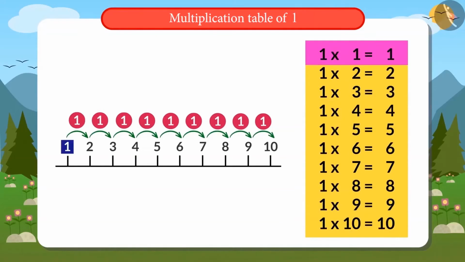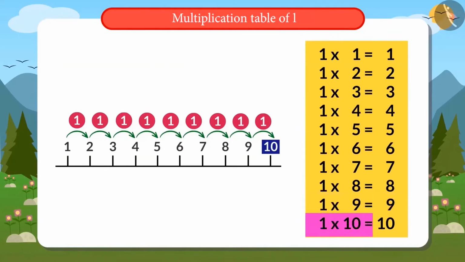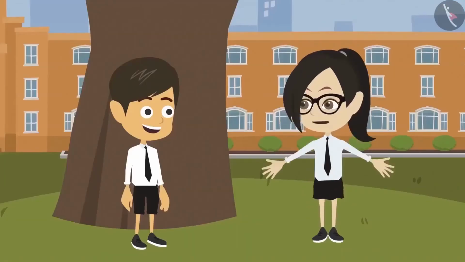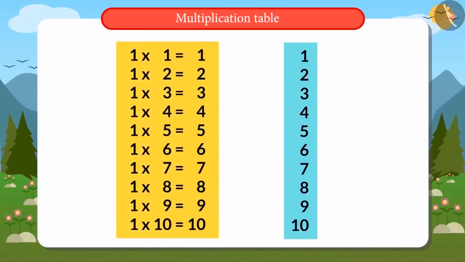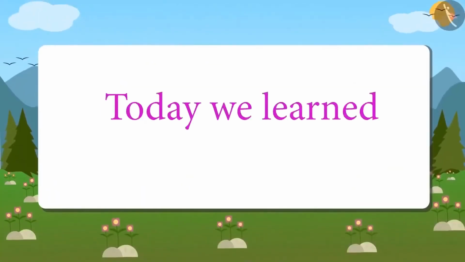1 ones are 1, 1 twos are 2, 1 threes are 3, 1 fours are 4, 1 fives are 5, 1 sixes are 6, 1 sevens are 7, 1 eights are 8, 1 nines are 9, 1 tens are 10. Oh, this means that the table of 1 is counting from 1 to 10. Today we learned about the multiplication table of 1.